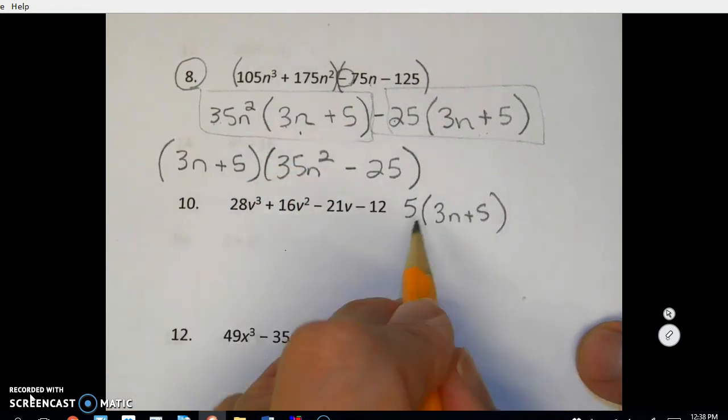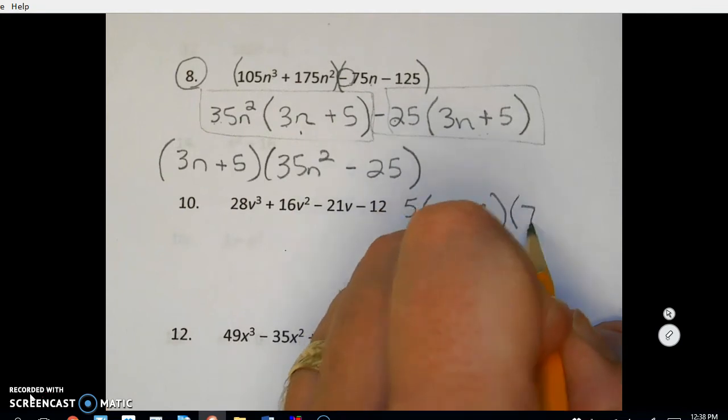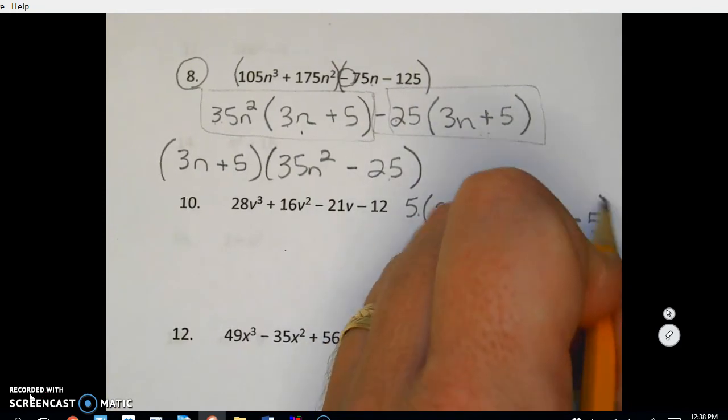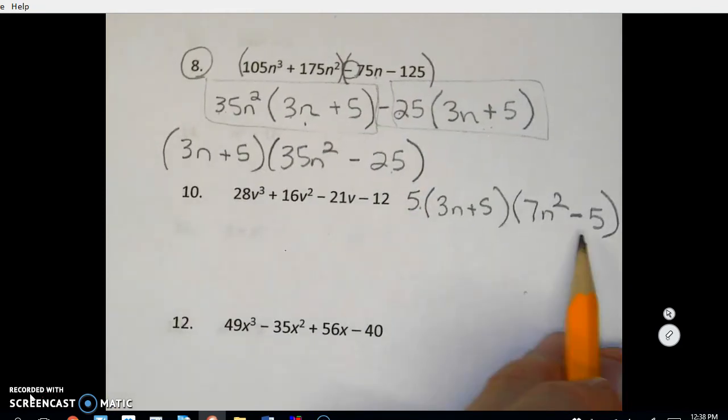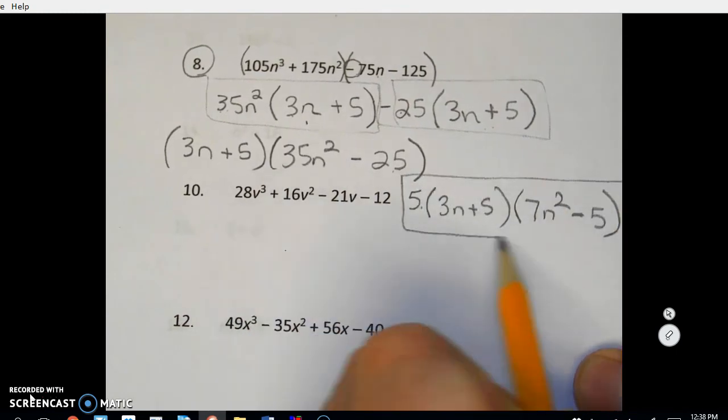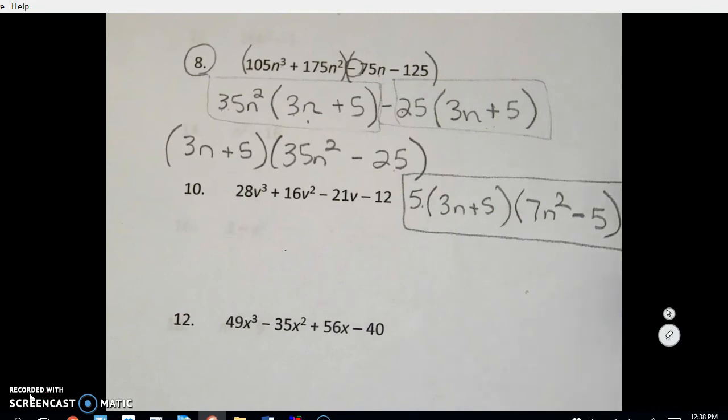And then we factored out a 5, so that's going to leave me with 7n squared. And factoring out a 5 out of 25, minus 5. And there's nothing I can do to factor that any further. So there is my answer.